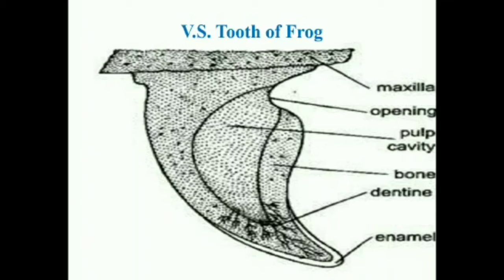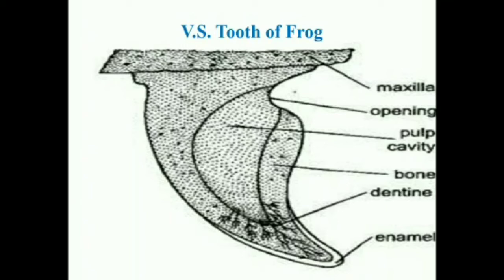Then teeth are polyphyodont also. Polyphyodont means teeth appear in many sets. As they appear in many sets, we call it polyphyodont. Means once they fall off, the next set will appear. Once they fall, they come again, and so on. So frog dentition is acrodont, homodont and polyphyodont.